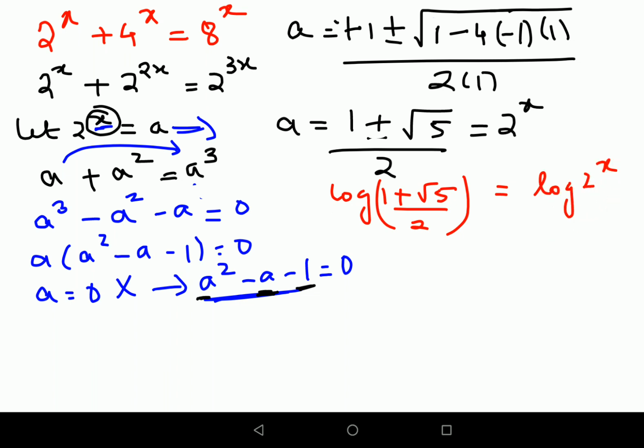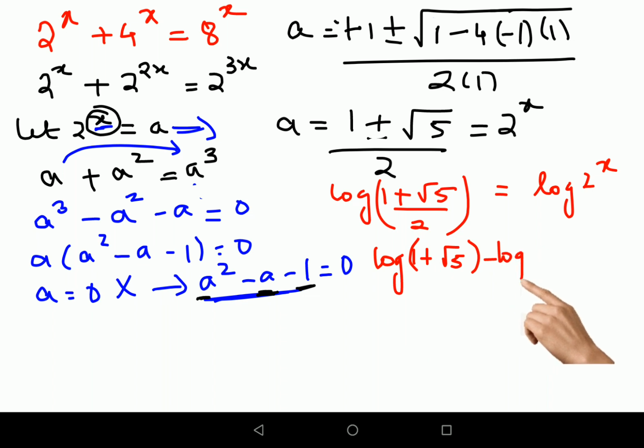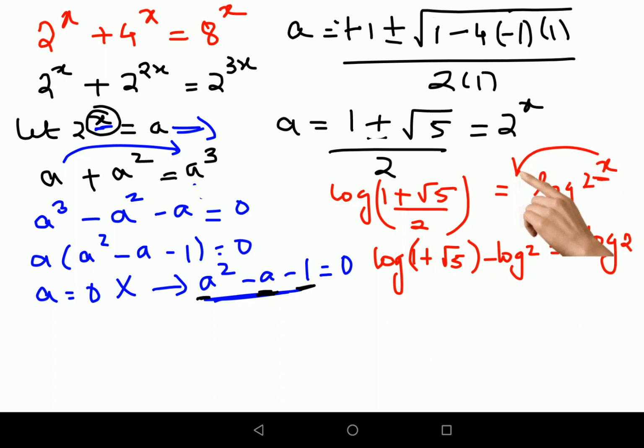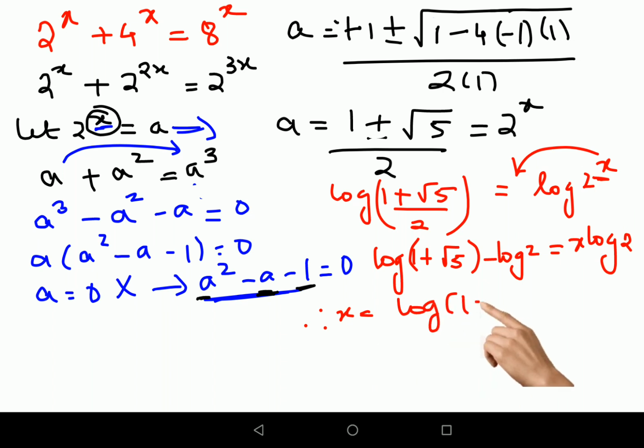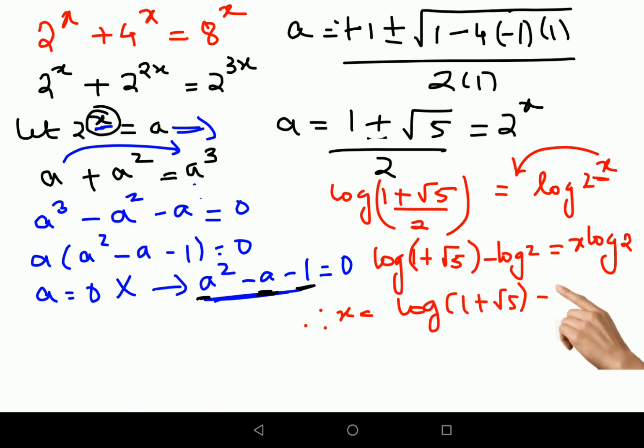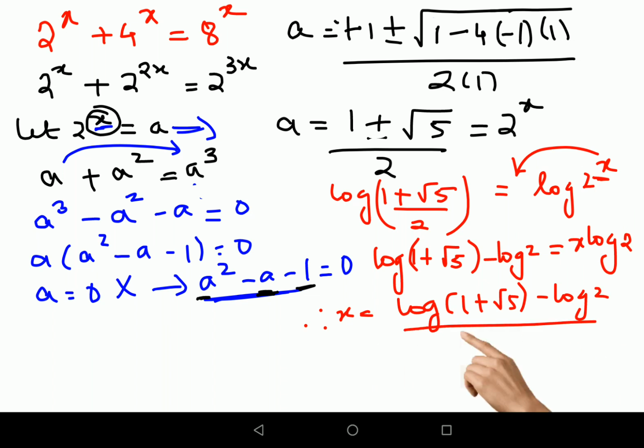Now we know that log of a upon b is nothing but log of numerator, that is 1 plus root 5, minus log of denominator, minus log 2. This will become x log 2, because whenever you have an index in log, it will get multiplied in front. So here in order to find the value of x, I can just say, dividing both sides by log 2, I will get log of 1 plus root 5 minus log 2 upon log 2. This is the only value of x which is satisfying this particular question.